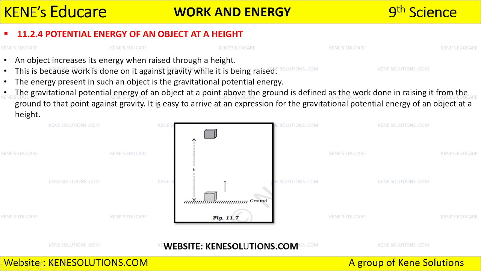Okay, and it is easy to arrive at an expression for the gravitational potential energy of an object at a height. I hope you have understood this, and I want you all to write the definition for this gravitational potential energy and even draw the picture that has been shown, as both of them are very important, right?